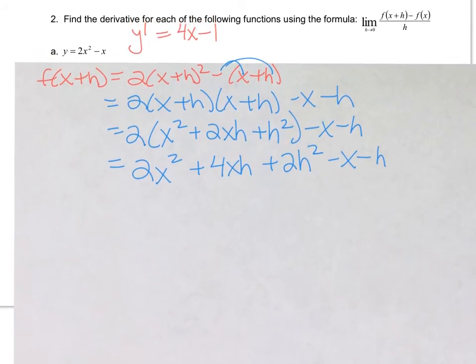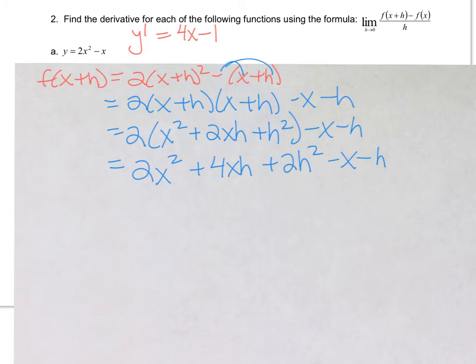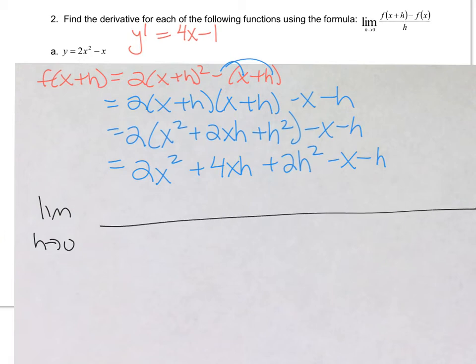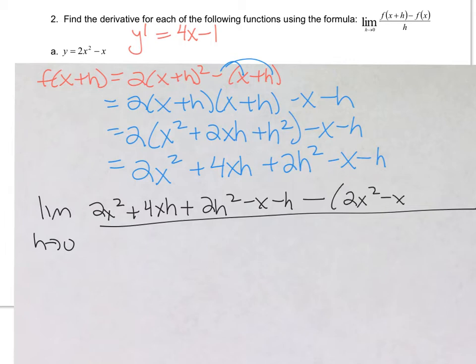So using the limit, we've got the limit as h goes to 0, and we have our f of x plus h, which we just figured out, minus f of x, which is the original function, all over h. It's important that you put those parentheses around the original because this negative gets distributed. Notice you have to write the limit as h approaches 0 every step until you plug in that 0.